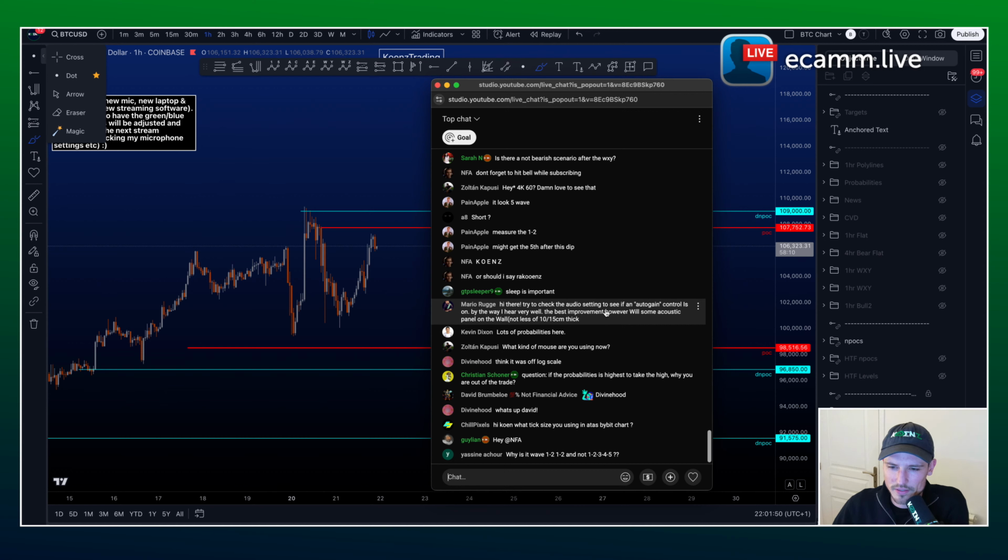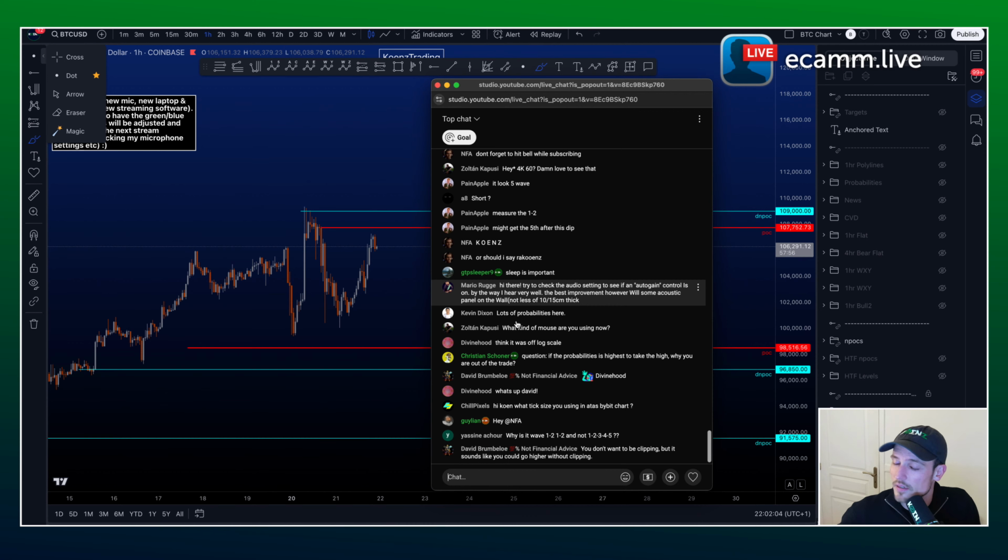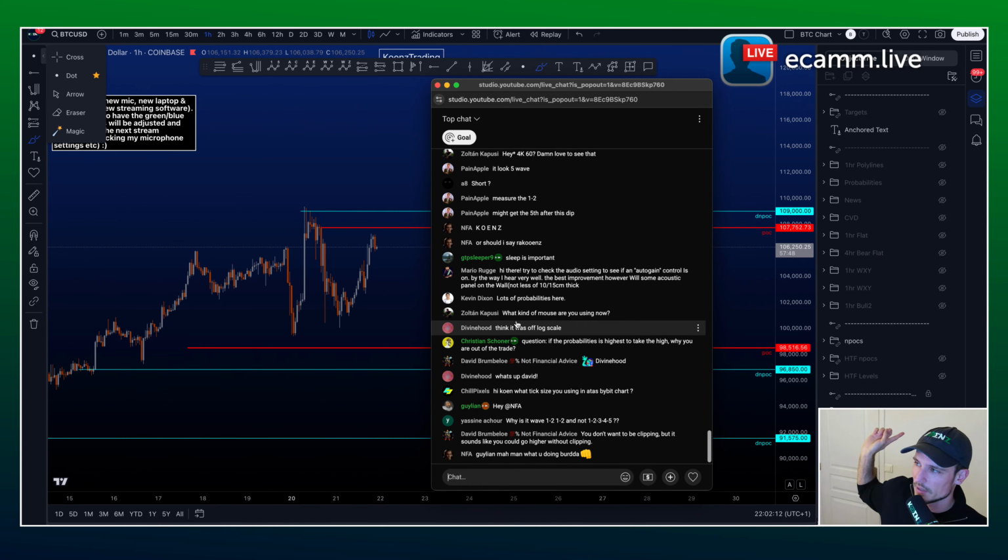Try to check the audio settings to see if an auto gain control is on. By the way, I hear very well. The best improvement, however, will depend on the wall. Yeah. I don't have any acoustics here. Thanks, Mario. Yeah, I need to improve on the acoustics in the room, to be honest. I don't have, it's just plain walls. So I still need to do this. So like what you see behind me here, it's all around.